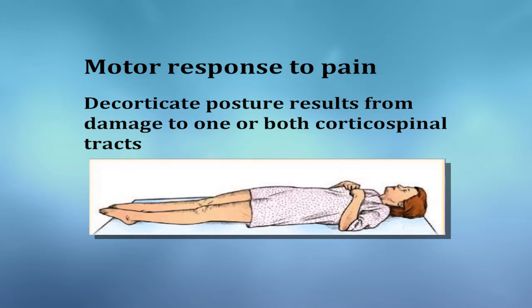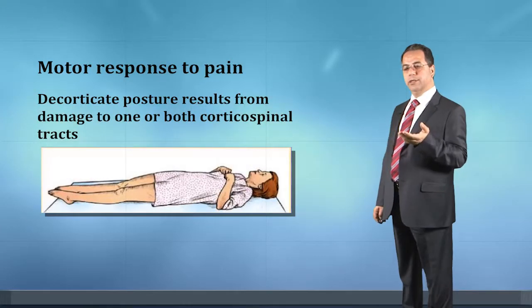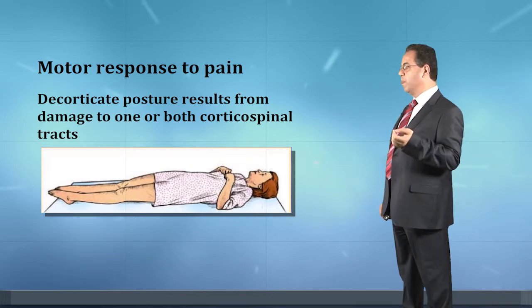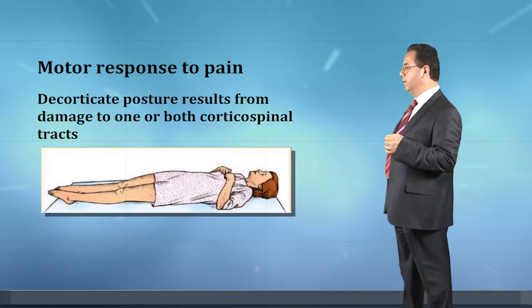For decorticate posture, you could see the patient having an adduction of his arms, flexion at the elbows, flexion at the wrists and the fingers. His legs are extended, and there's a plantar extension of the ankles. This is typically a lesion above the midbrain or diencephalon level, and it can indicate bilateral cortical dysfunction.